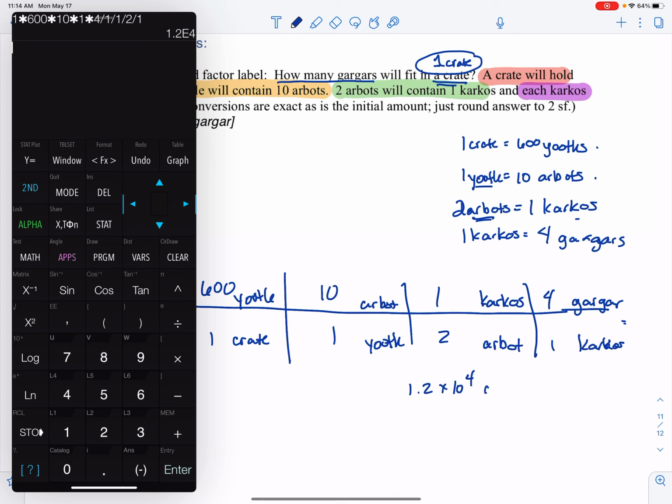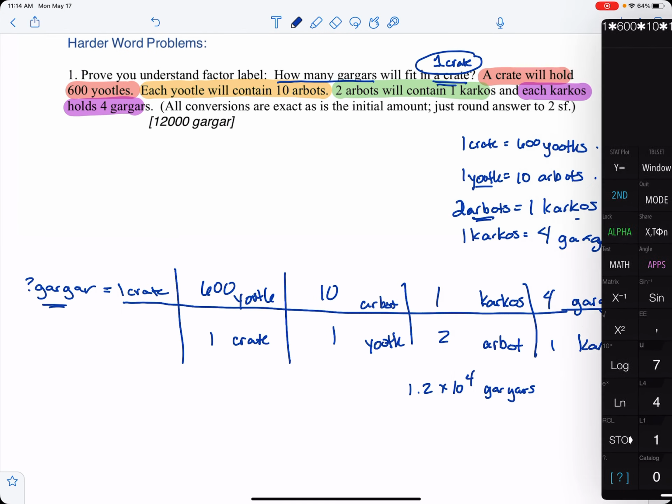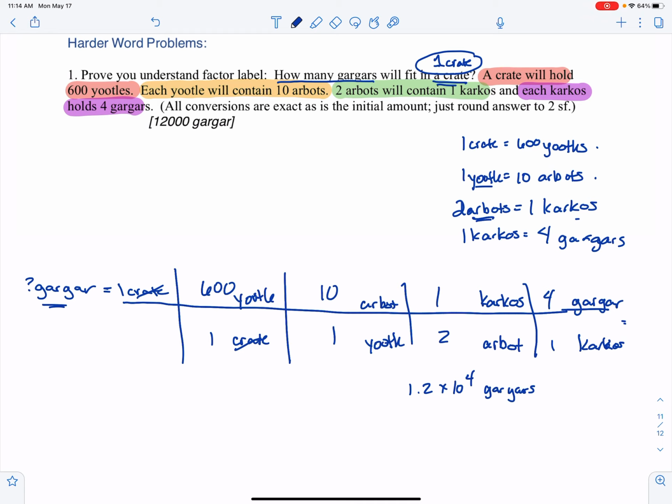And the answer would be gargars, because a crate cancels with a crate, a util cancels with a util, the arbot cancels with the arbot, and the carcos cancels with the carcos. So I'm only left with gargars.